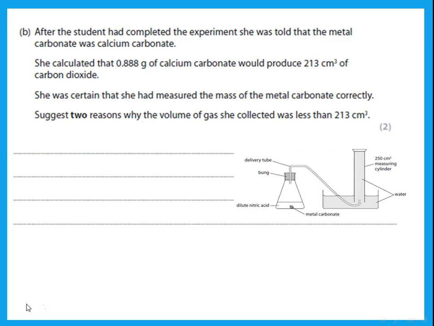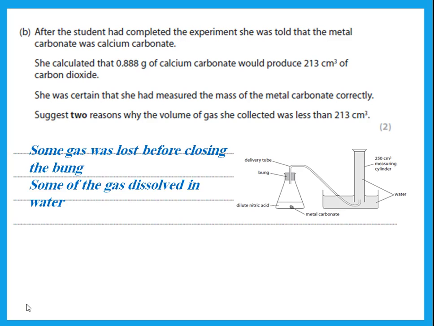And this is carbon dioxide gas. So the carbon dioxide gas that is collected in the measuring cylinder, she collected less than what she should. What do you think went wrong? So either some gas was lost before closing the bung. Can you see the bung? Or some of the gas dissolved in water. Remember that carbon dioxide is a gas that dissolves in water. So if you're collecting the carbon dioxide over water, some of it will dissolve in water.